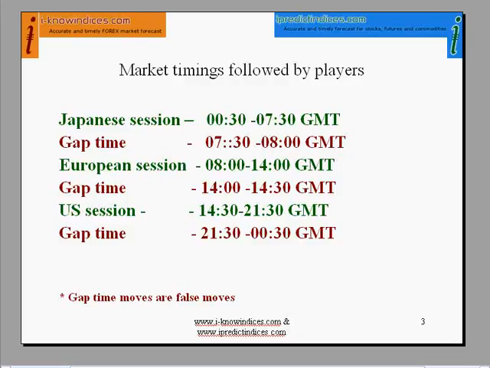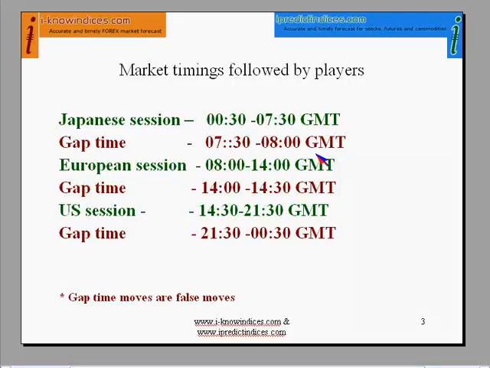Then with regard to the market timings followed by the players, the Japanese session starts at 0030 and ends at 7:30 GMT. And from today onwards, you will come across the regular timings, as the daylight saving systems are off in Europe as well as the US. So obviously you will find the time change, and this is the time you are going to follow till March, when the daylight system is incorporated again. So 0030 to 7:30 GMT is the Japanese session.